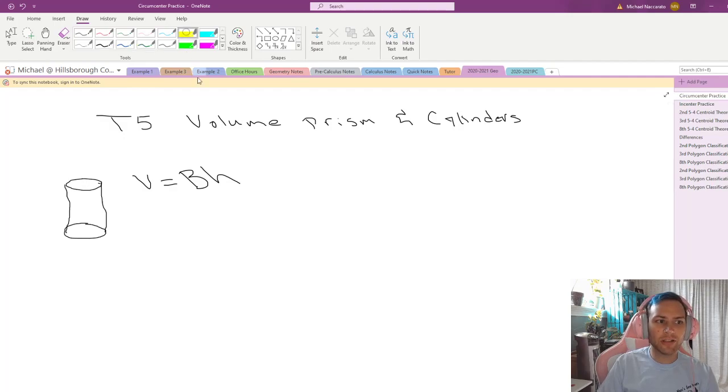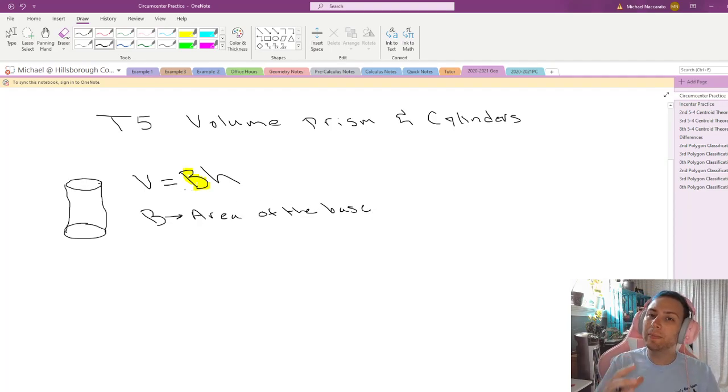Now, what we want to be careful of here is this one's a capital B. That means that capital B has to represent the area of the base. So you're not just plugging in one number for big B. Big B, you're solving for it and then plugging it in. So in this case, I would look at the base. Now, the base is always going to be the two congruent shapes on either end. So if you look at either end of this, whatever the congruent shape is, that's the base of the figure.